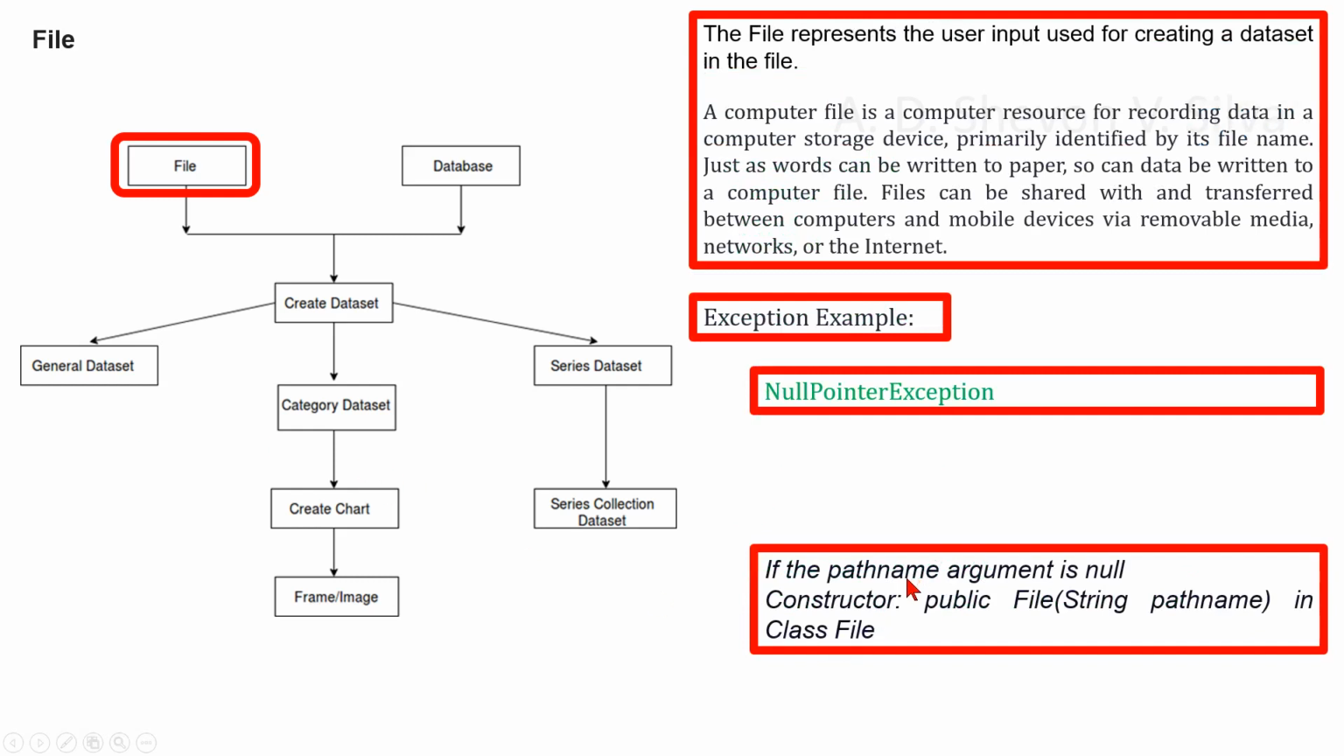As an exception example, we can consider NullPointerException. It occurs if the path name argument is null in the constructor public File(String pathname) in class File.